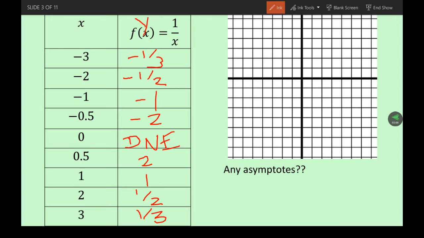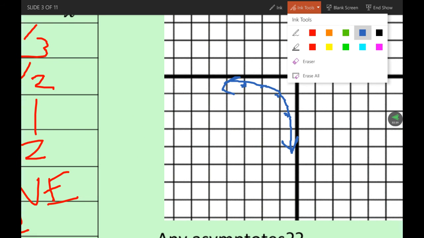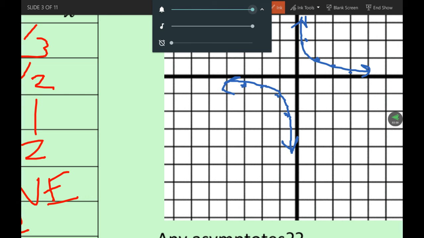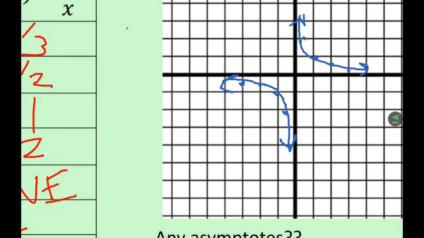All right, so now just plotting points. So I've got -3, -1/3, -2, -1/2, -1, -1, -1/2, -2. And I can't plot a point at 0. So it looks like my graph is going something like this. Okay, then at 1/2, I'm at 2. At 1, I was at 1. At 2, I was at 1/2. That up, I suppose. Okay, so there's my graph.